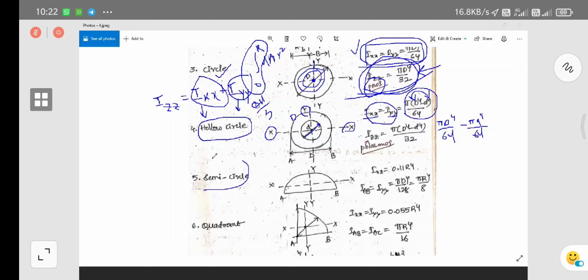Now, what about the semicircle here? It is very important. See here, this has a base axis. I have taken the semicircle placed on an xy axis. One of the central axes passes through the centroid, and that is nothing but YY. So this YY is the central axis.